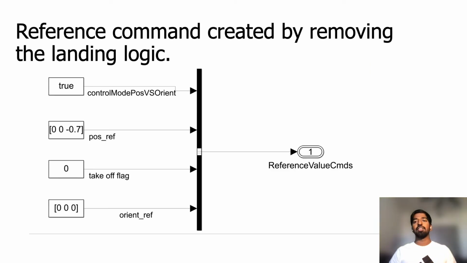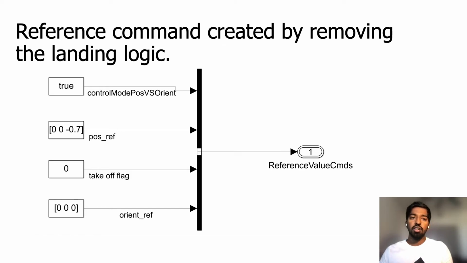We don't want any precision landing here, and for the reference signals, we are just hard coding the values in the block because the reference command block isn't part of the auto code and it is not going to be loaded into the drone itself. So we are just hard coding it for 0, 0, minus 0.7.